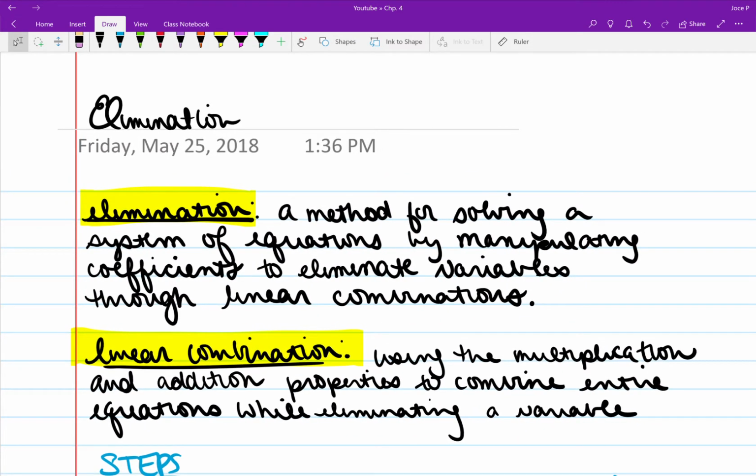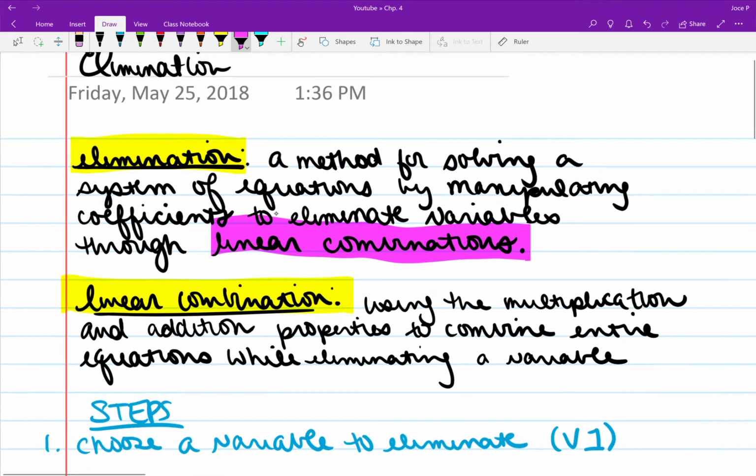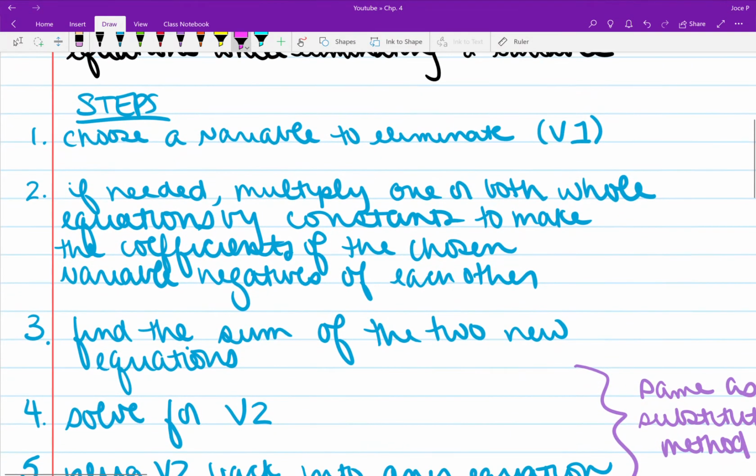Elimination, what is it? Elimination is a method for solving a system of equations by manipulating coefficients to eliminate variables through linear combinations. Linear combinations, well, what's that? That's a new word, because we already know about manipulating coefficients and everything. But what is a linear combination? A linear combination means using the multiplication and addition properties to combine entire equations while eliminating a variable. That sounds pretty weird. Let's go through our steps, and then we'll see if we understand it with some examples.